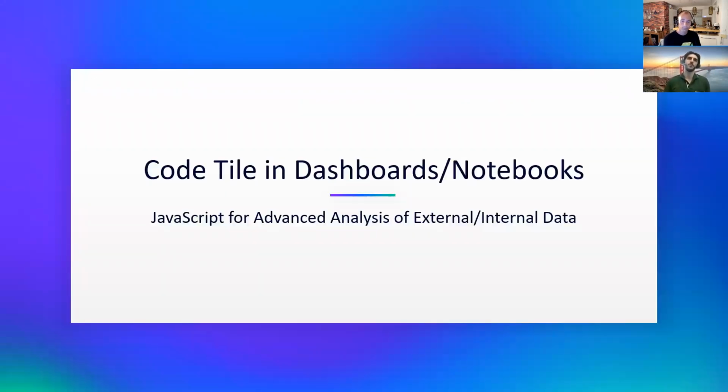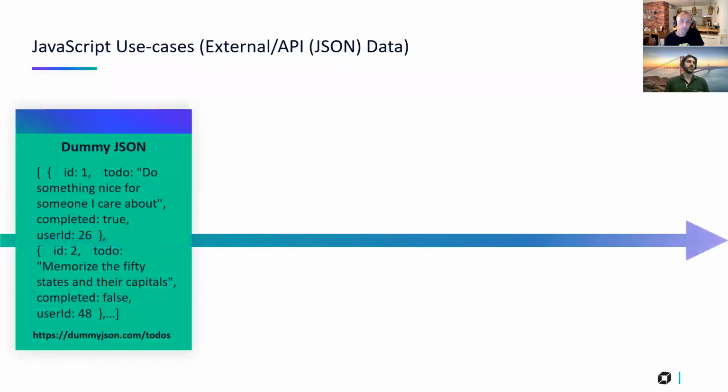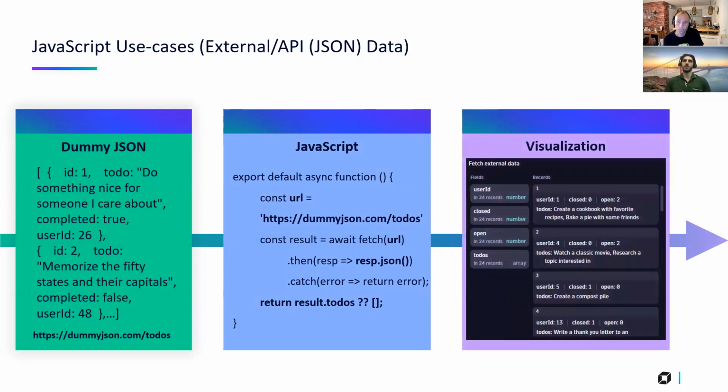Starting with the CodeTile. So in the dashboard and notebook app, we can now add a tile which is going to be running JavaScript code. And in this scenario, I have a use case where I have an external API REST endpoint that provides JSON data. This is what the JSON looks like. There's some dummy data here about notes for to-dos. We can apply some JavaScript on that to reach out to that URL, fetch it, and then return the results of the to-dos, and then visualize that in a dashboard.